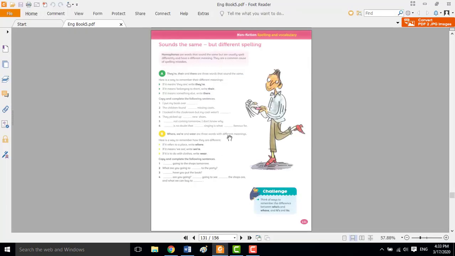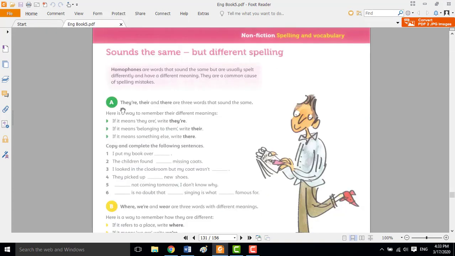Let's go to the lesson, from the title. As you see, sound the same but different spelling. This is again the definition of homophones. Homophones are words that sound the same but are usually spelled differently and have different meanings, of course. They commonly cause some spelling mistakes.